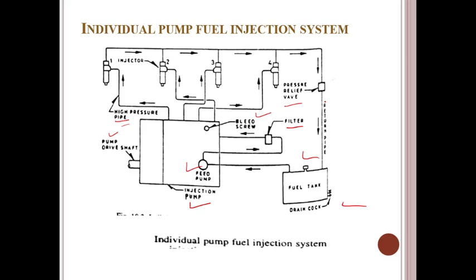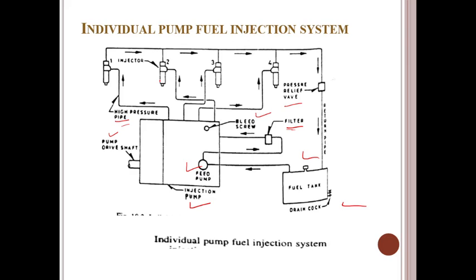So how it works, let's discuss, guys. Here, this is our fuel injection system. Same here, from the fuel tank the fuel is removed with the help of this feed pump. This feed pump removes the fuel and transfers it into the filter. Then from the filter, there is a pump drive shaft. With the help of this pump drive shaft, this pump will be operated, guys. Then there is a pressure relief valve to release the unwanted pressure from this individual pump fuel injection system.